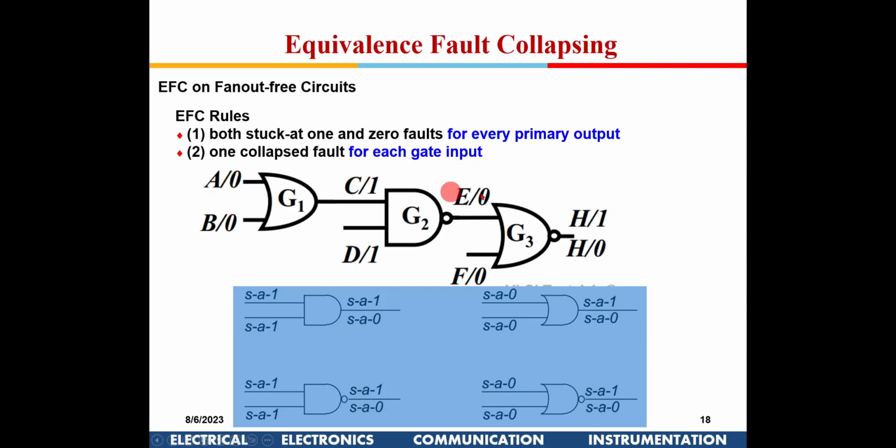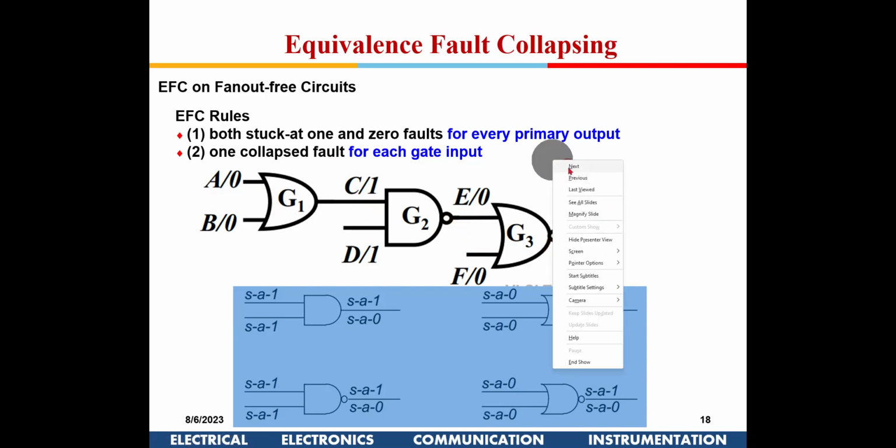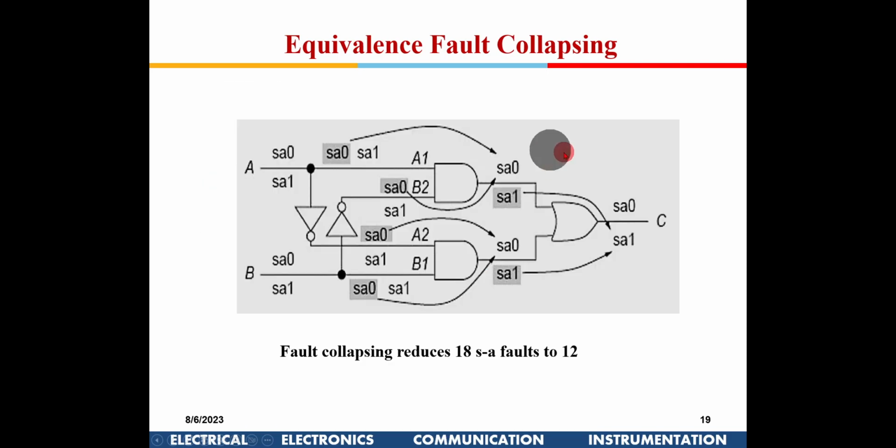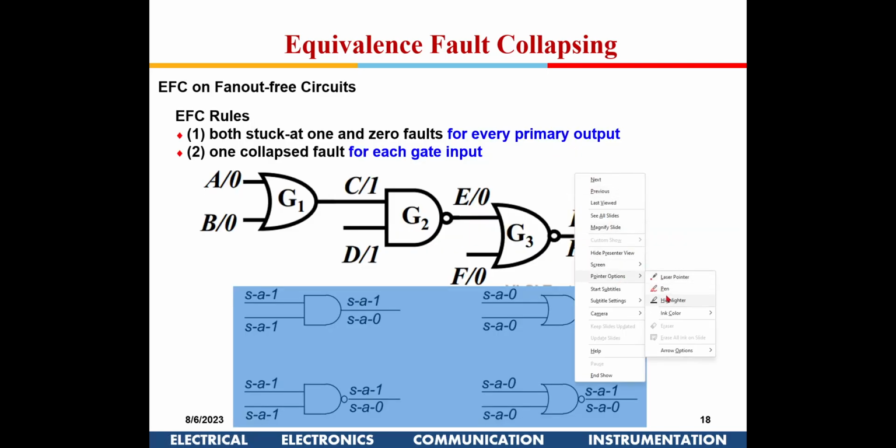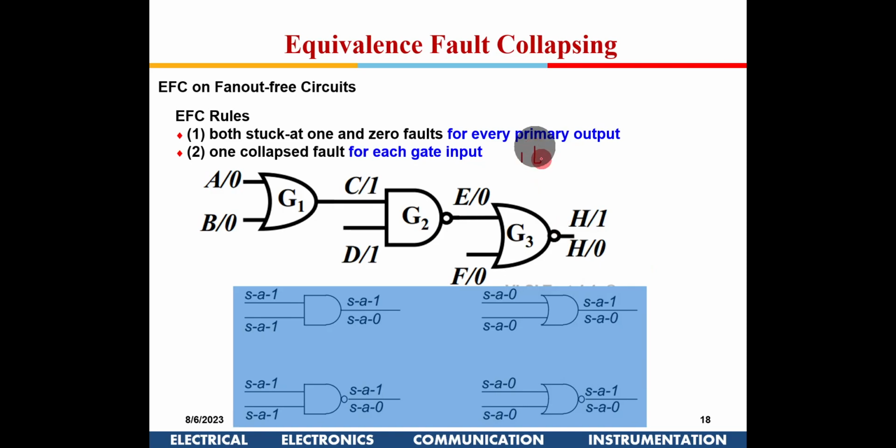So if you see here now, by running this algorithm, I have 1, 2, 3, 4, 5, 6, 7, 8 faults. Whereas if I count the number of nets, 1, 2, 3, 4, 5, 6, 7, that is 14. So from 14, by running EFC, which stands for equivalence fault collapsing, I have reduced my total number of fault sites, the fault list, to 8.